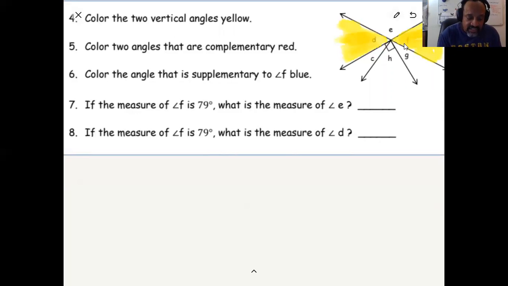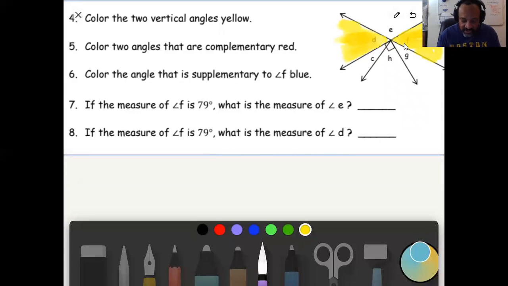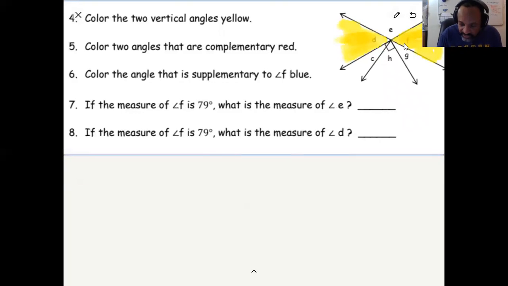Now it says, color two angles that are complementary red. So we're looking for complements. So I'm looking at this symbol right here, and I know that means 90 degrees. So these two angles here, angle C and angle H, are going to be complements. So I'm going to color those in red.